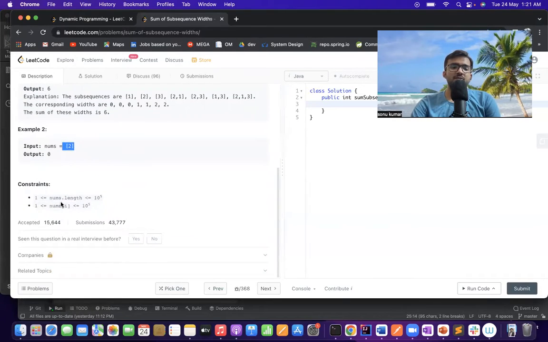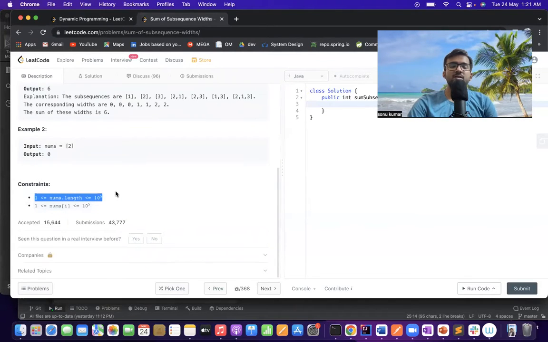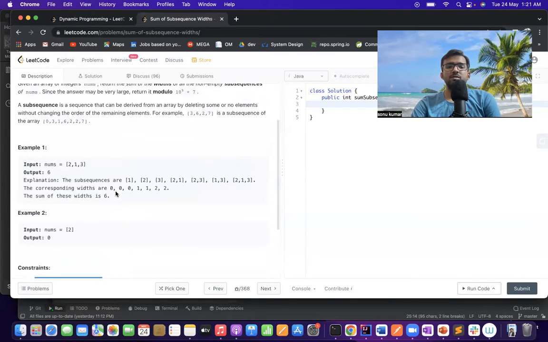Now looking at the constraints, the array size will be up to 10 raised to power 5, and the value of each element ranges from 1 to 10 raised to power 5. So from this statement we are quite sure that an exponential solution is not going to help at all.